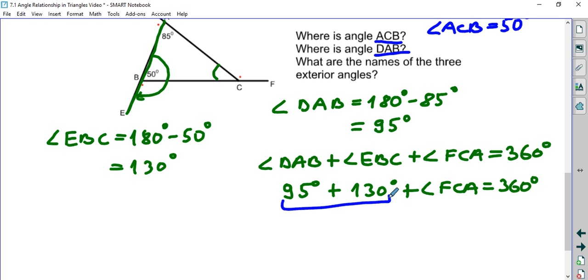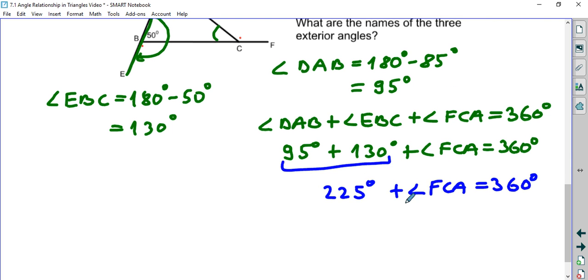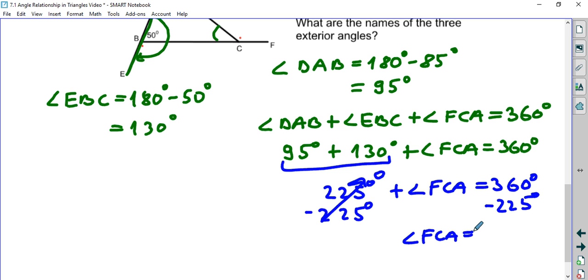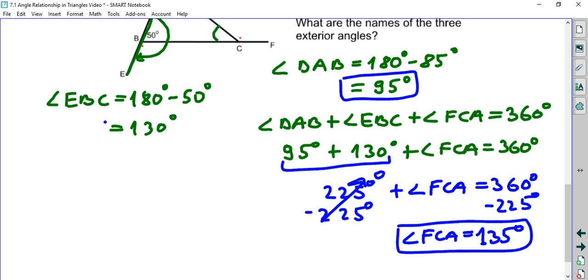We are going to group these two together, and that adds up to 225 degrees plus angle FCA. There we go. And we are going to solve for angle FCA just by simply subtracting 225 from both sides. Again, if you remember, this is nullified. We get angle FCA, and 360 minus 225 is 135. And there we go. Those are our three external angles.